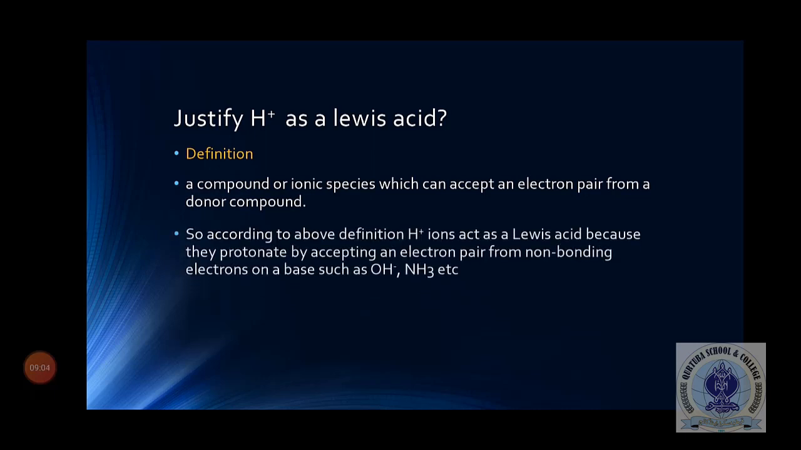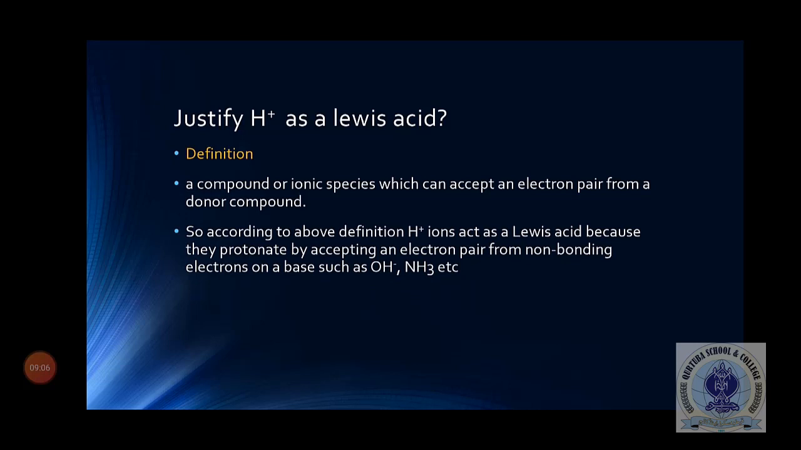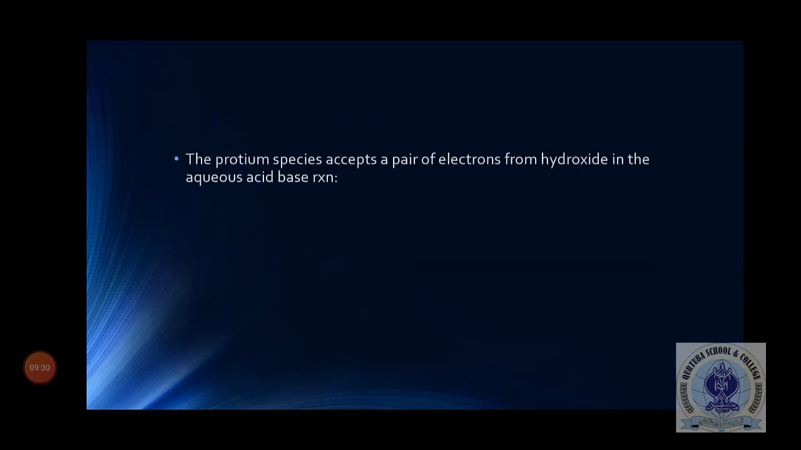So these are called Lewis acids. Now, according to the above definition, H+ ion acts as a Lewis acid because it can accept an electron pair from a non-bonding electron pair on a base. For example, OH- ion, or NH3 ammonia, because N contains a lone pair of electrons, it can donate it to H+ ion. So that's why H+ ion acts as a Lewis acid.